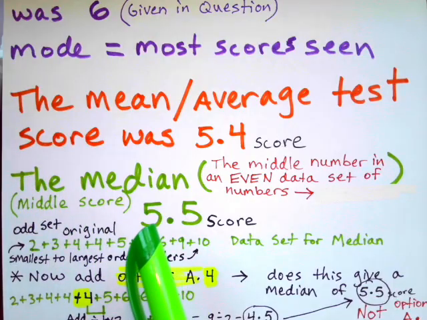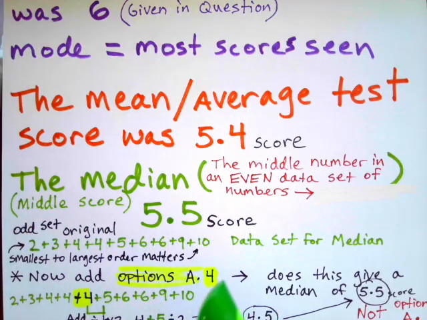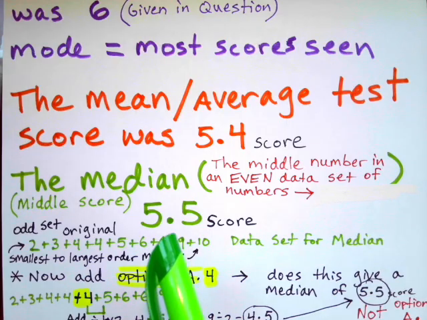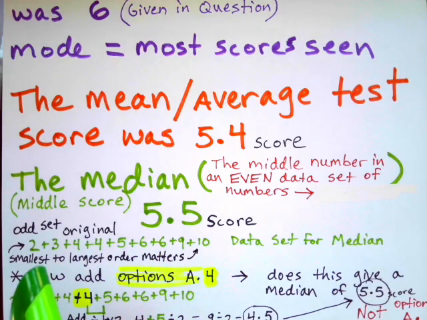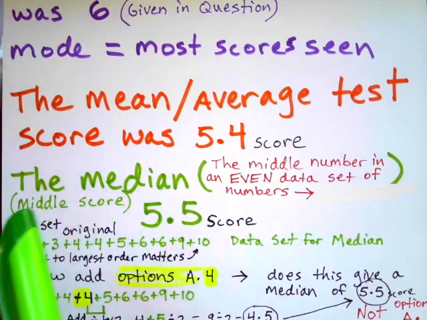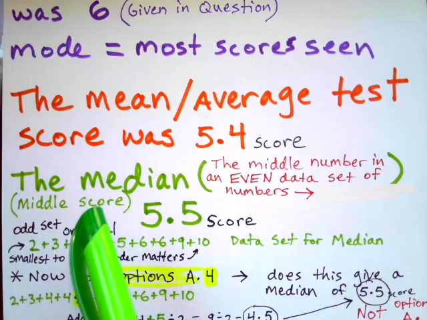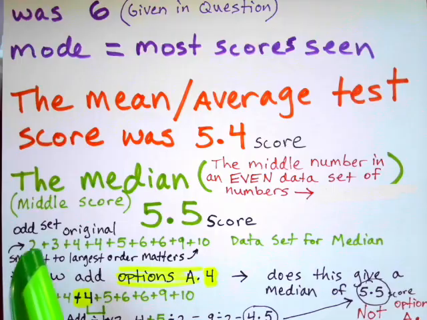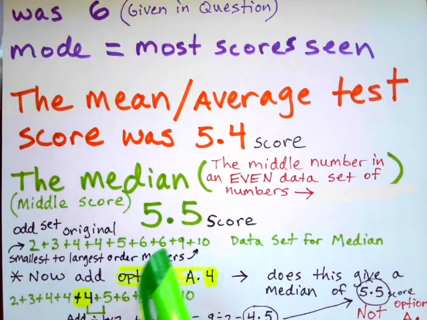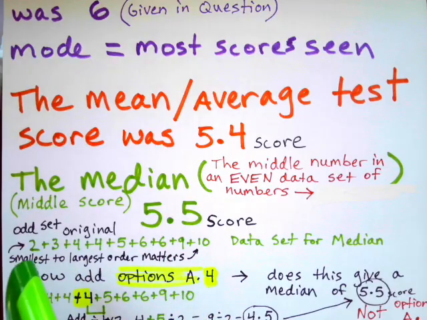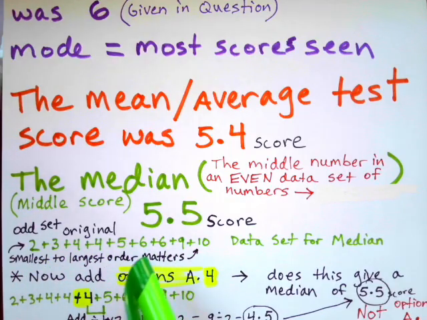And they gave it again, 5.5 was given in the test word problem question, right? So when finding the median or the middle score, the middle number, you have to write your data sets in order from least to greatest, typically smallest to largest. All right, order does matter.